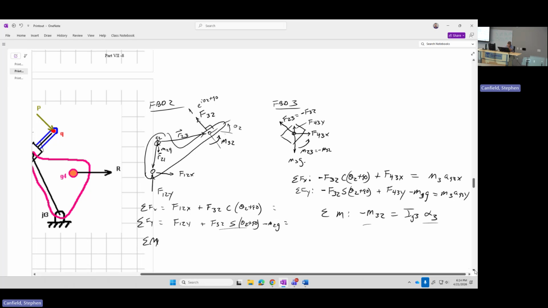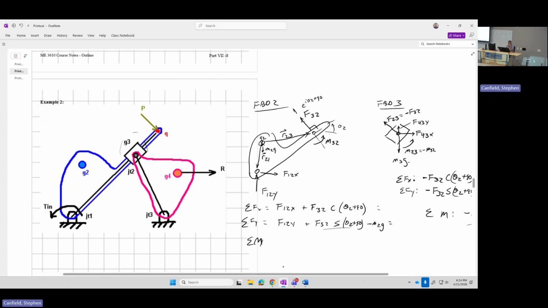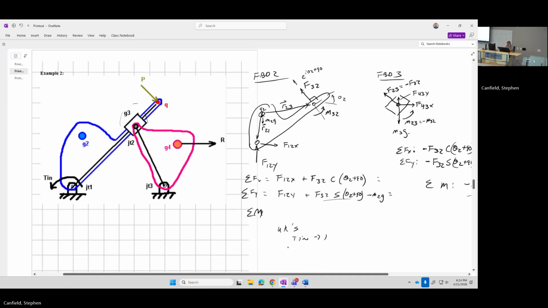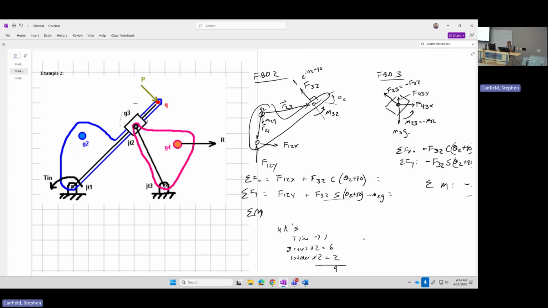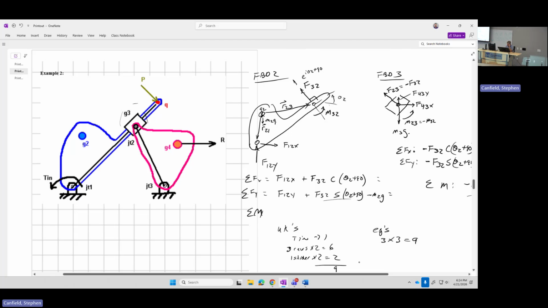If we were to count equations and unknowns, I would have an input. So let's look at unknowns. I'd have Tn, that's 1. And then I would have 2 at this revolute, 2 at this revolute, 2 at this revolute. So I'd have 3 revolutes times 2, which is 6. And then I'd have 1 slider times 2 because it gives me the vertical force and the moment, which is 2. I add them all up. So 6 plus 2 is 8 plus 1, that's 9. And then for my equations, I've got 3 bodies times 3 equations per body, 9. Once again, happiness, it works out great.